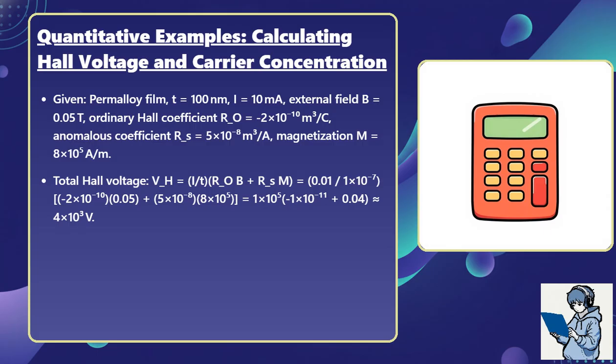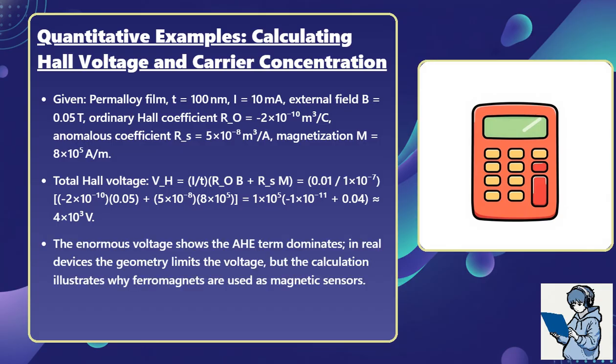Total Hall voltage. V_H equals I divided by T times the quantity R_O B plus R_S M equals 0.01 divided by 1 times 10^-7 times negative 2 times 10^-10 times 0.05 plus 5 times 10^-8 times 10^5 equals 1 times 10^5 times negative 1 times 10^-11 plus 0.04, approximately equals 4 times 10^3 volts. The enormous voltage shows the anomalous Hall effect term dominates. In real devices, the geometry limits the voltage, but the calculation illustrates why ferromagnets are used as magnetic sensors.